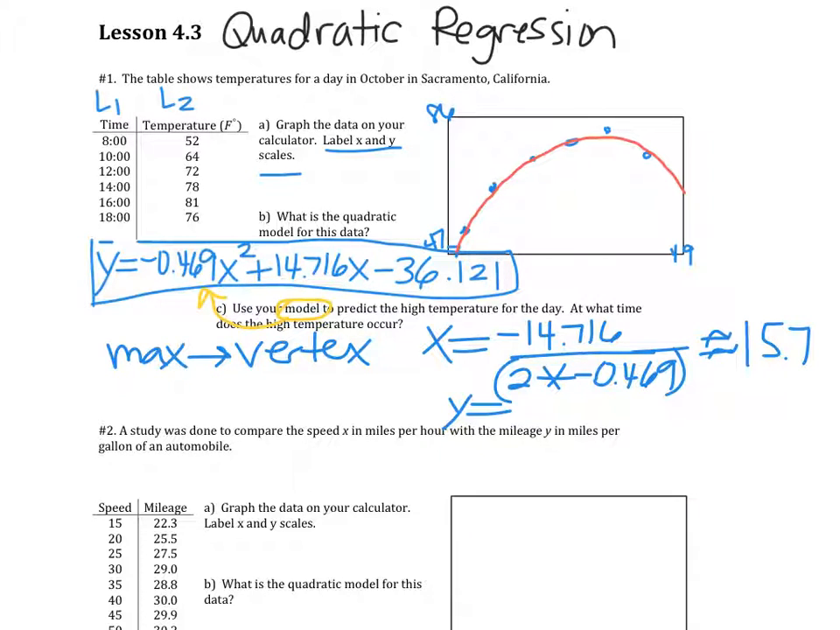So do negative 0.469, and now we need x squared. We need 15.6886993 squared. So I can hit second negative, which gives me that answer, and I hit the squared button. Okay? Plus 14.716 times the answer minus 36.121. Hit enter, and you get a temperature of 79.3 degrees.